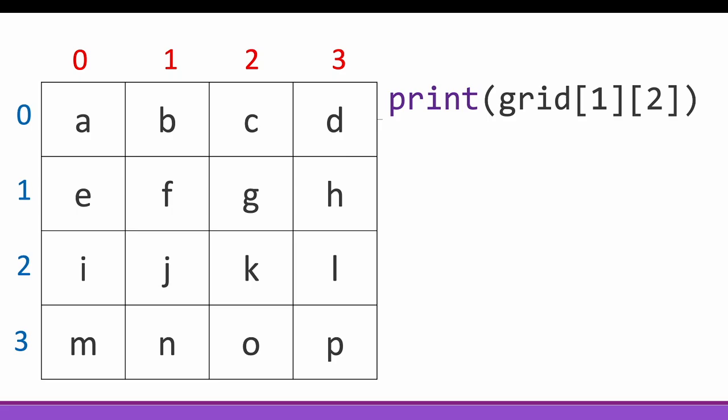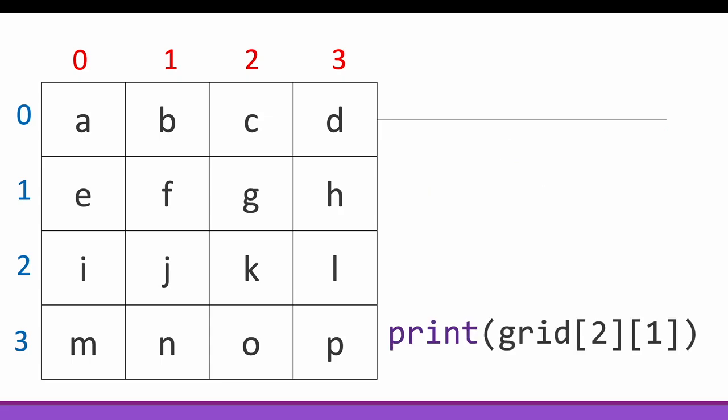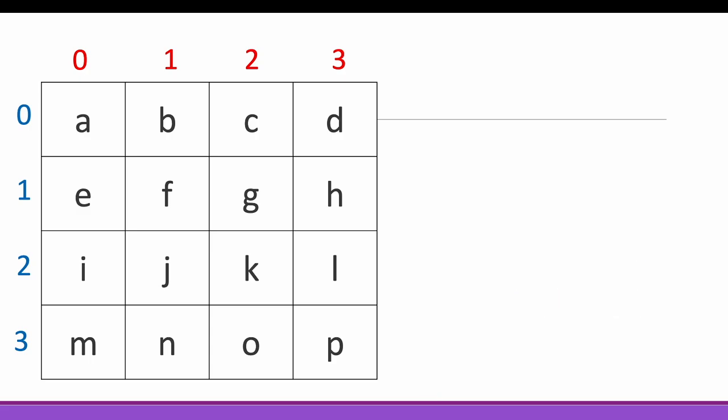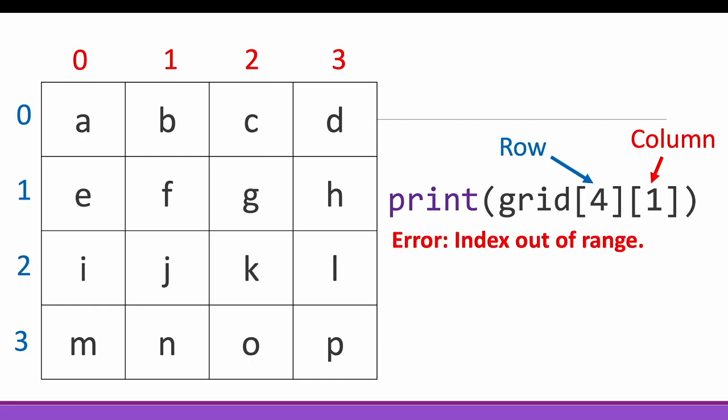Okay, so let's just do a few more practices. So print grid 1, 2. We are looking at row 1, column 2. That is going to print G. Print grid 3, 1. That is row 3, column 1, which is going to be N. And grid 2, 1, that's row 2, column 1, which is J. Okay. Now, if we had grid 4, column 1, you might be thinking, hang on, there is no row 4. And you're correct. You're going to get an error that the index is out of range. Same as you would with 1D lists, that index 4 doesn't exist, we get an error.